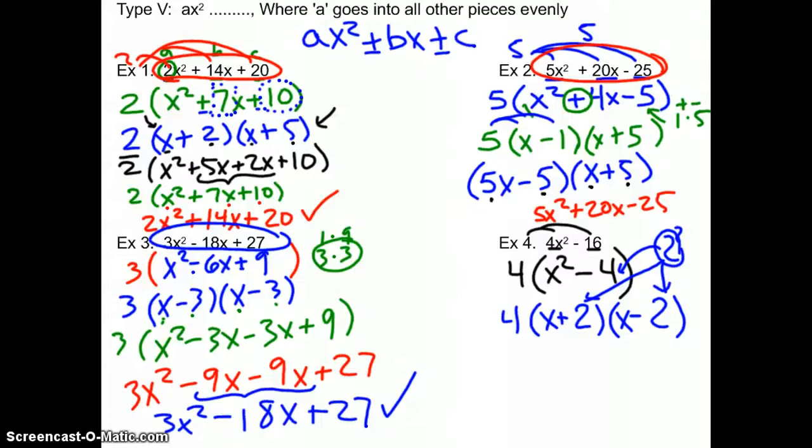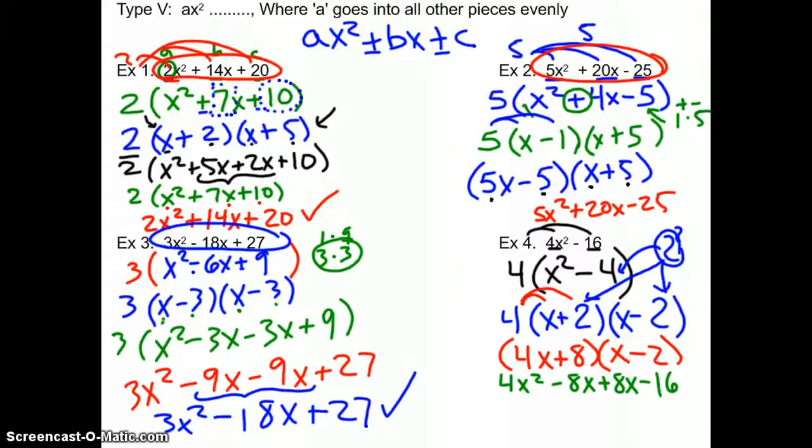So let's go ahead and distribute the 4 first this time and see what happens. 4 times x and 4 times 2. 4x plus 8, x minus 2. Now we'll FOIL. I have 4x squared for my first terms. My outer terms are a negative 8x. My inner terms are a positive 8x. And my last term, positive 8 times negative 2, is a negative 16. And negative 8x plus a positive 8x is 0. I have 4x squared minus 16, which is exactly where I started.